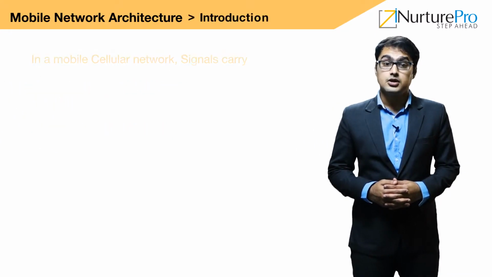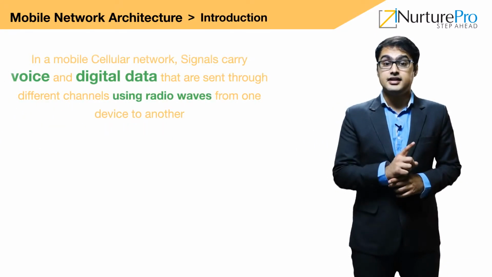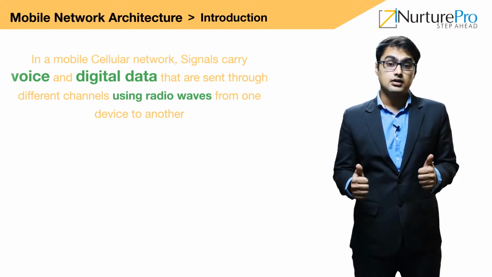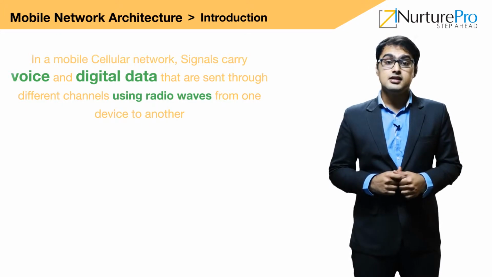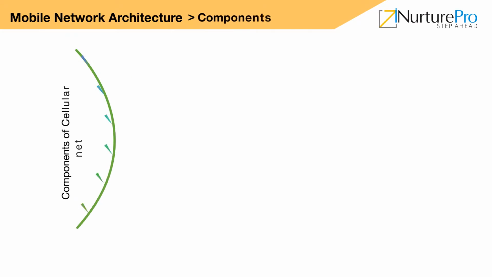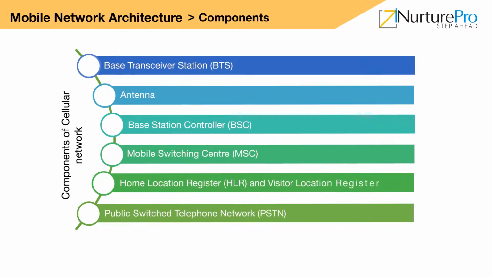In a mobile cellular network, the signals that carry voice and digital data are sent through different channels using radio waves from one device to the other. In case of a cellular network, the data is sent through a network of transmitters and receivers. Let's begin by understanding the various components of a cellular network.